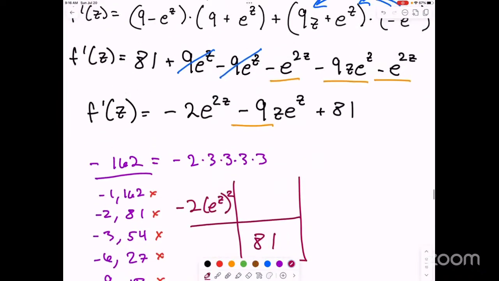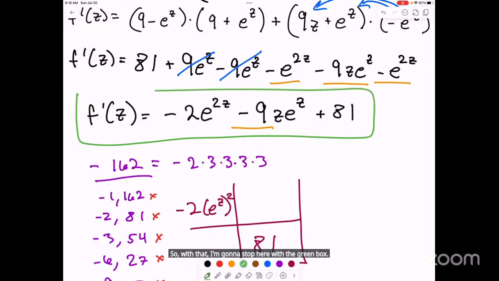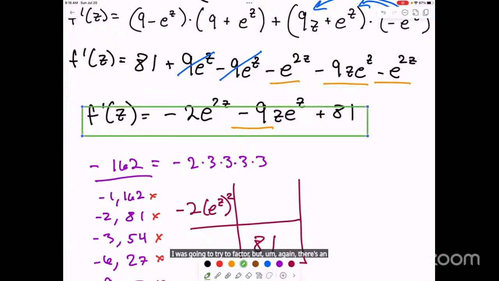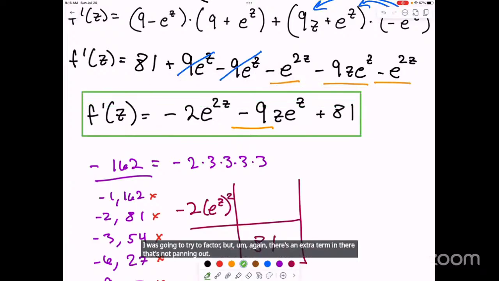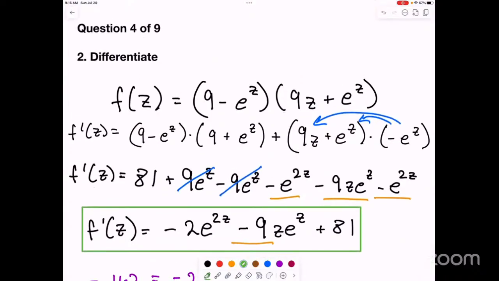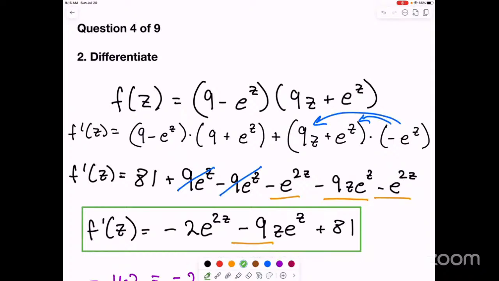Okay. So with that, I'm going to stop here with the green box. I was going to try to factor it, but again, there's an extra term in there that's not panning out. And so I'm just going to stop here. And again, what you have to do is just check it. If it doesn't work or if anything looks off, we'll just have to come back and try to correct it. Let me check one more time. All right, I'm just going to go with it for now.